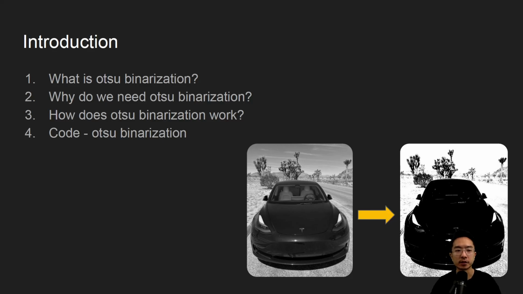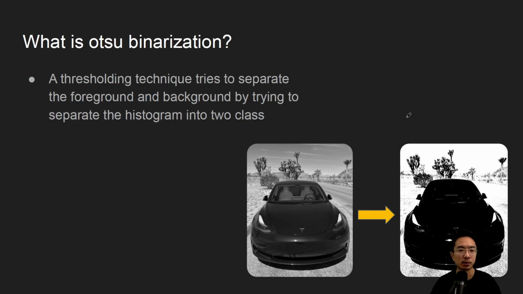Alright, in this video, we're going to talk about the Otsu Binarization method in OpenCV using Python. So we'll start off by saying what it is, why we need it, how it works, and jump straight into a coding example. By the end of this video, we'll see how we get this image on the left to this image here on the right.